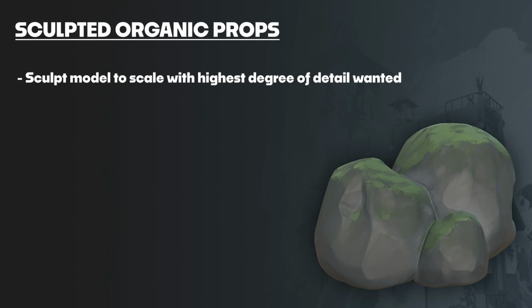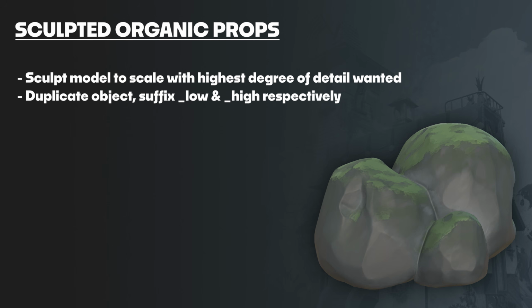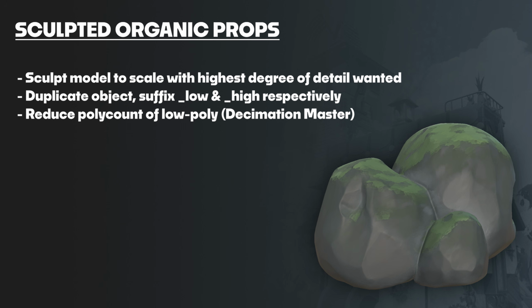To summarize the preparation and export of sculpted organic props, these steps should be followed. The first step is to sculpt your prop to scale, sculpting at the highest degree of detail you need for your object. Next, we should duplicate this object and suffix one of them underscore low and one of them underscore high. For the object tagged as our low poly, we must reduce the poly count. We can do this in ZBrush using the Decimation Master. We want to take this down to something that is way more appropriate for a game engine.